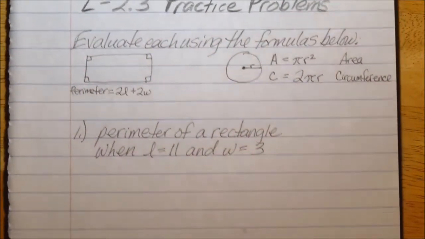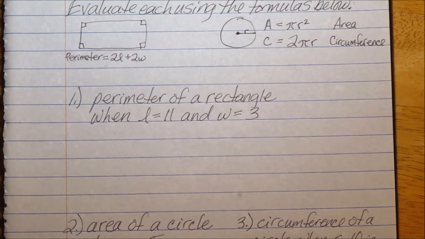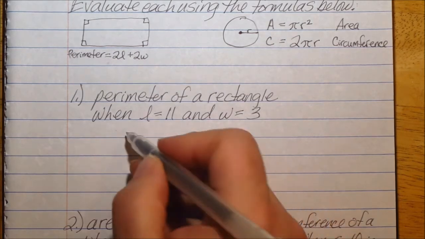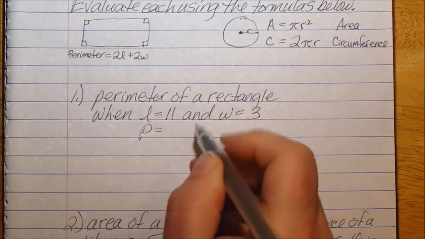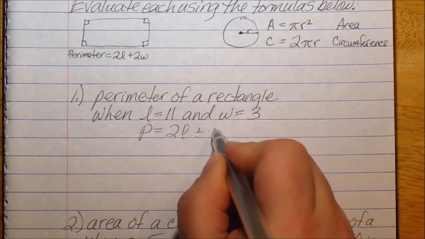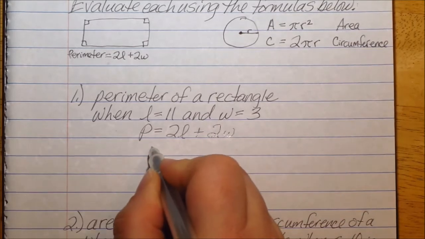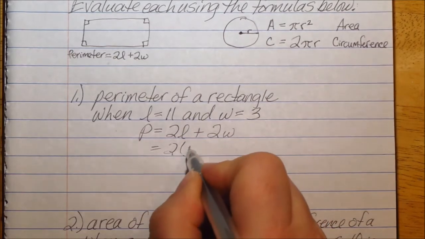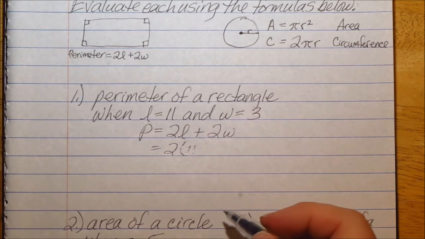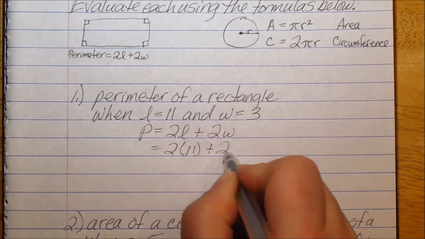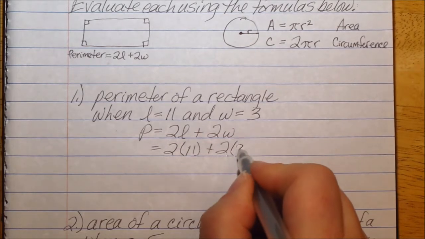Okay, let's see how we work these out step by step. Step 1 is always to write the formula. So for the perimeter of a rectangle, the formula is P equals 2L plus 2W. Our next step is to plug in known values. Well, I have 2 times length is 11, it says here, plus 2 times the width is 3.